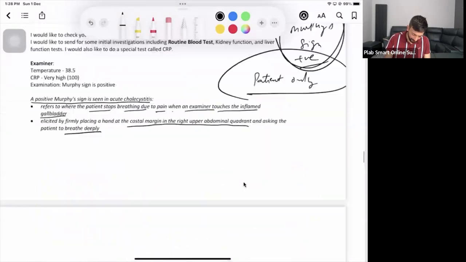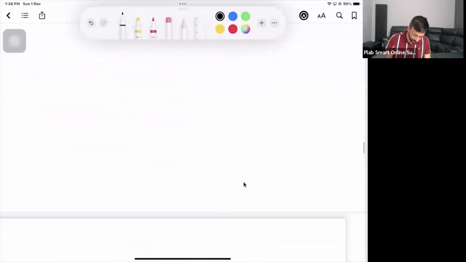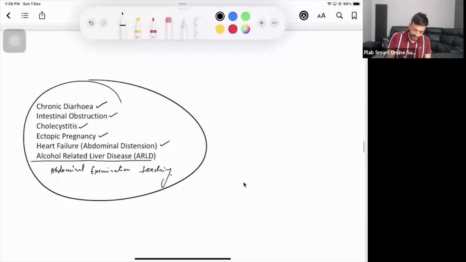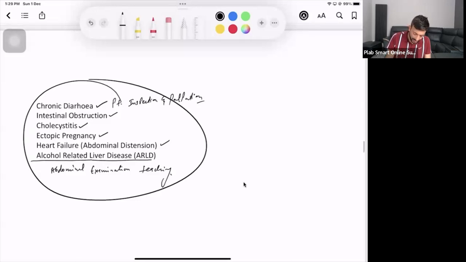Let's summarize everything. You have a station on chronic diarrhea, where you will be examining the patient. You are just doing inspection and palpation. What will the patient have? Generalized tenderness. Then you have a case on intestinal obstruction. Here you are doing the examination on the dummy, and the patient might have signs of abdominal distension. Pain will be there, generalized pain.